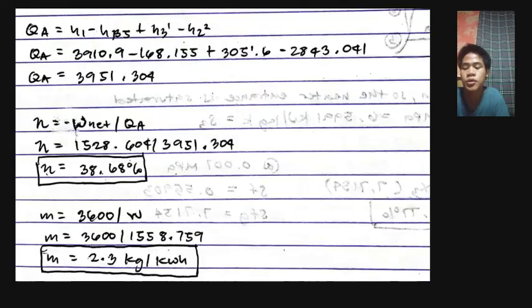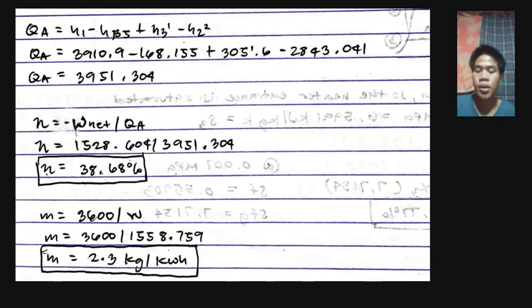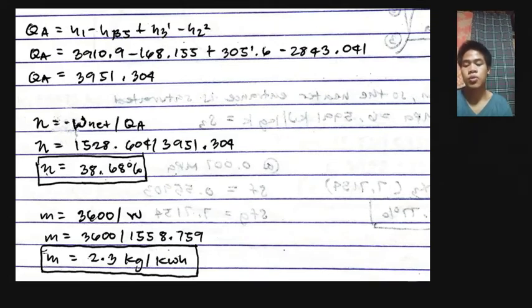Next, Wn, or net cycle work, equals W minus Wp, and the answer for that is 1528.604. QA equals H1 minus HB5 plus H3 minus H2, and then substituting and calculating it, QA equals 3951.304. Next, N equals WN over QA.